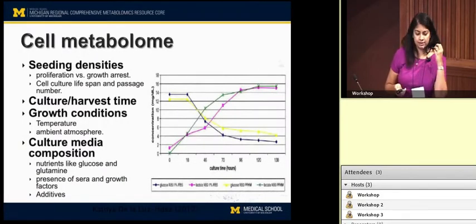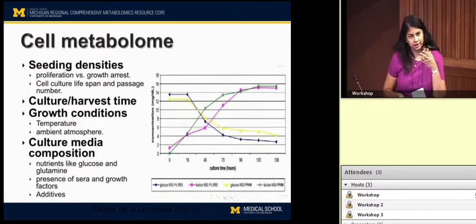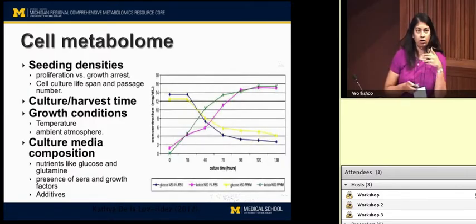So for example, in the cell metabolome, when you are doing the experiments, you decide how much seeding you do, the densities matter. At what time are you going to capture the metabolome? Is it at the proliferation phase, at the growth arrest phase? How many lifespans have all your experimental cells gone through? Are they equal across? How many passage numbers have they gone through? When do you decide to harvest these cells?